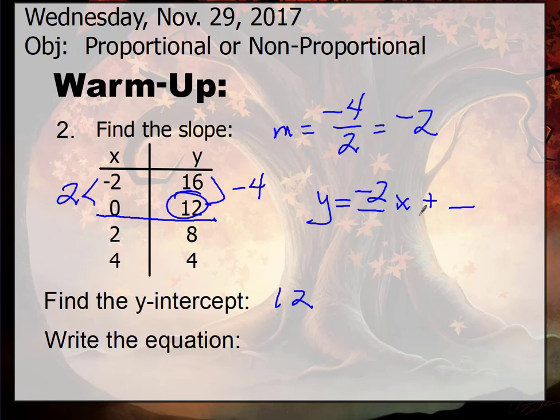Now, to find our y-intercept, we did that already. It was the y value when x is 0, so it is 12. So this is the equation of the line that matches this t-chart.